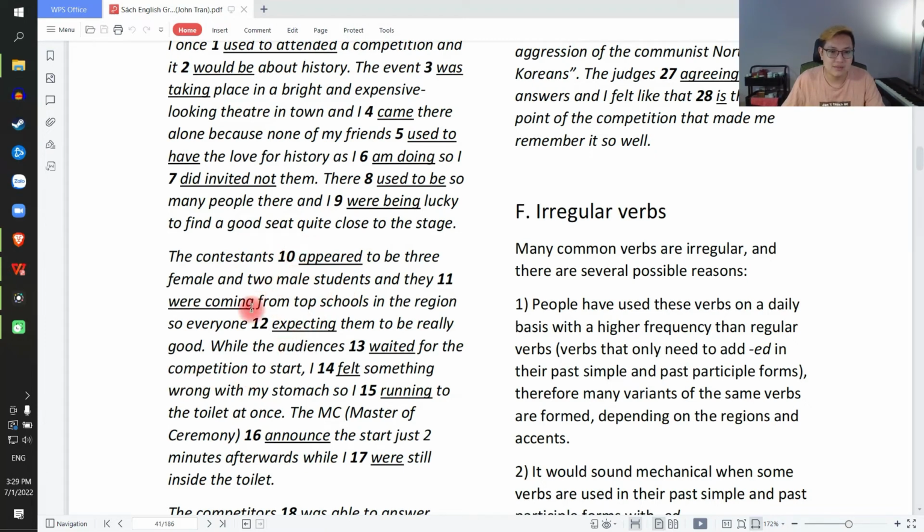Number 10 and 11 basically are just simple completed actions, so past simple. Số 10, 11 nó chỉ là những sự kiện đơn lẻ thôi, không mang tính tiếp diễn. Cho nên là appeared với là came.